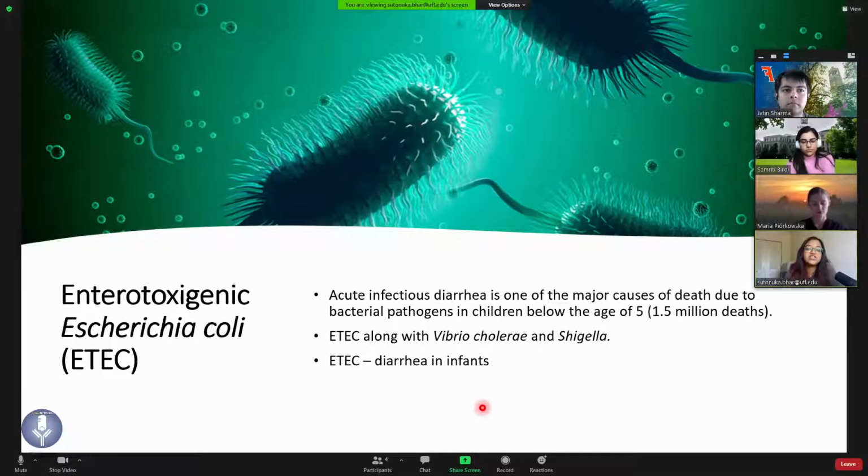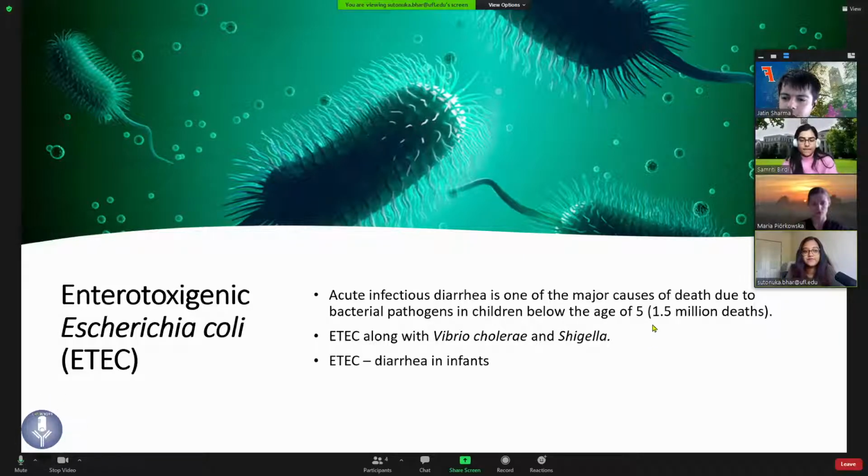Acute infectious diarrhea is one of the major causes of deaths, especially in children below the age of 5. Annually, it can cause about 1.5 million deaths, and that number is only for bacterial diarrhea. There's also viral diarrhea, which is caused by rotavirus and norovirus, which is also a field of my study. That also causes a great deal of deaths in children below the age of 5, especially in the developing countries. So this is a region of concern. For bacterial diarrhea, ETEC along with Vibrio cholerae and Shigella are the main culprits causing the symptom of diarrhea. And ETEC generally causes diarrhea in infants below the age of 2 years.